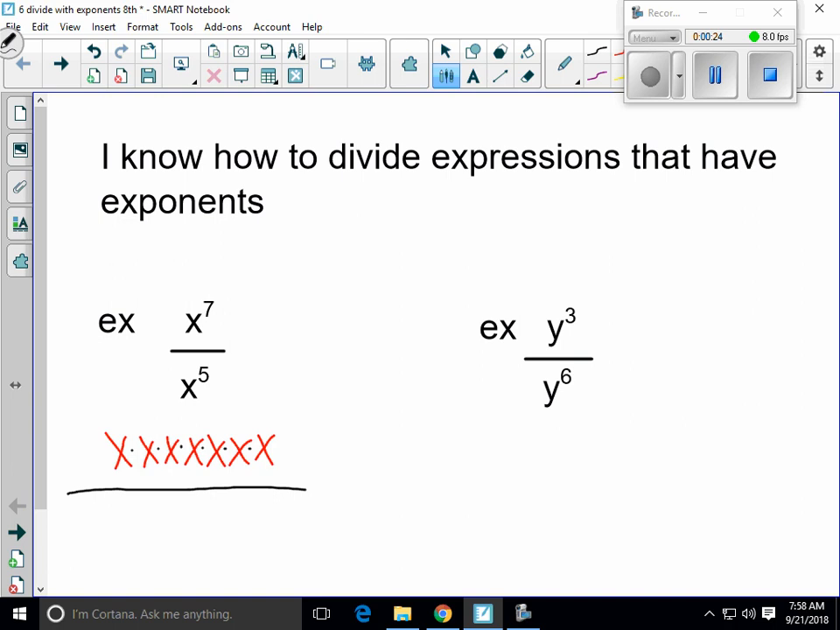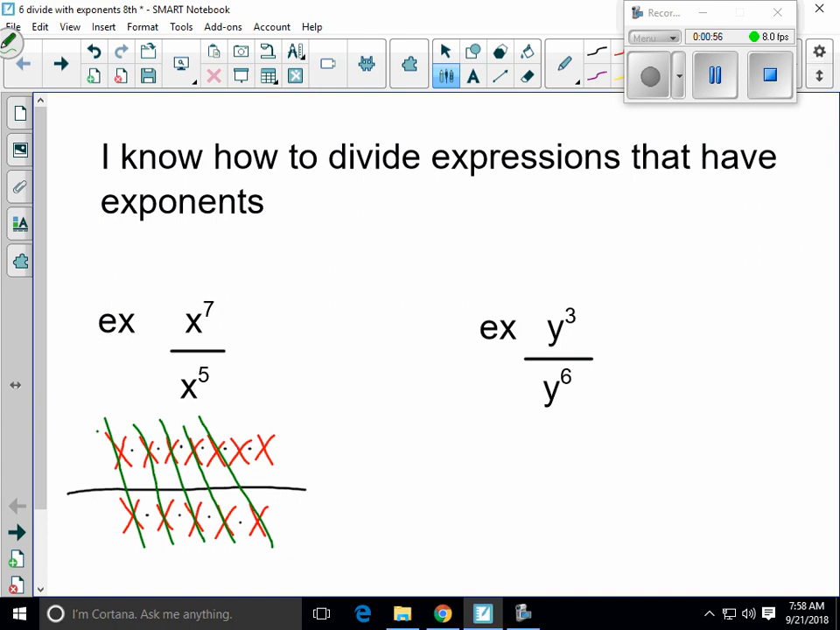The base is x, 7 is your exponent. In the denominator, I would have x multiplied by itself 5 times. What happens when we have the same value in my numerator and denominator? Well, x over x simplifies to 1. x over x is 1. So every time I have an x in my numerator and denominator, I can divide those out.